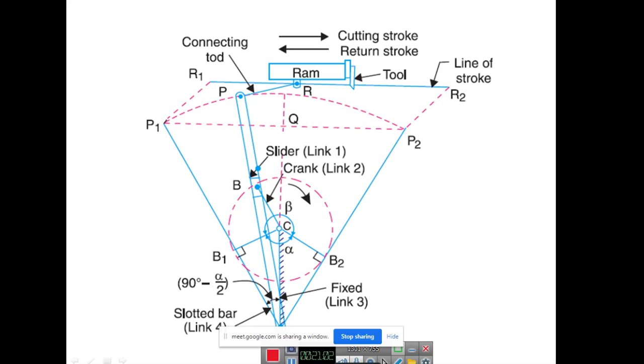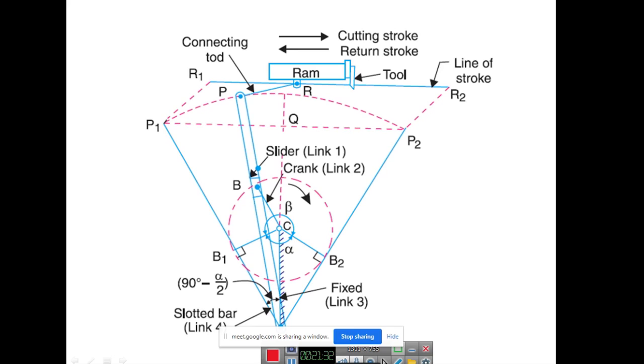Okay, so when the crank is going to rotate in this direction, what will happen? The B point will move from B1 to B2, and also this P is going to oscillate. This entire link is going to oscillate from P1 to P2, and automatically the link connected to the ram will move from R1 to R2. So this is the line of stroke. This is the cutting stroke. This will be the return stroke. So the return stroke will be faster because the time required for the return stroke is less.